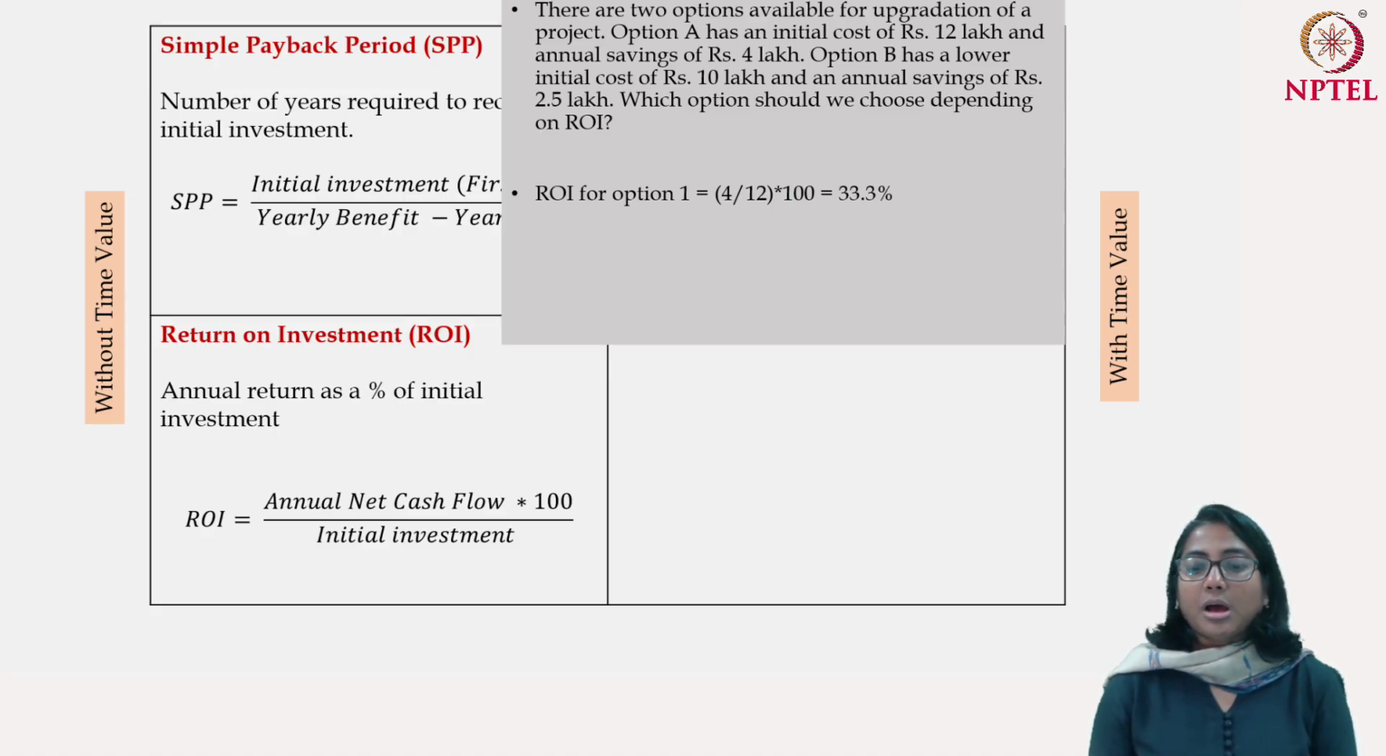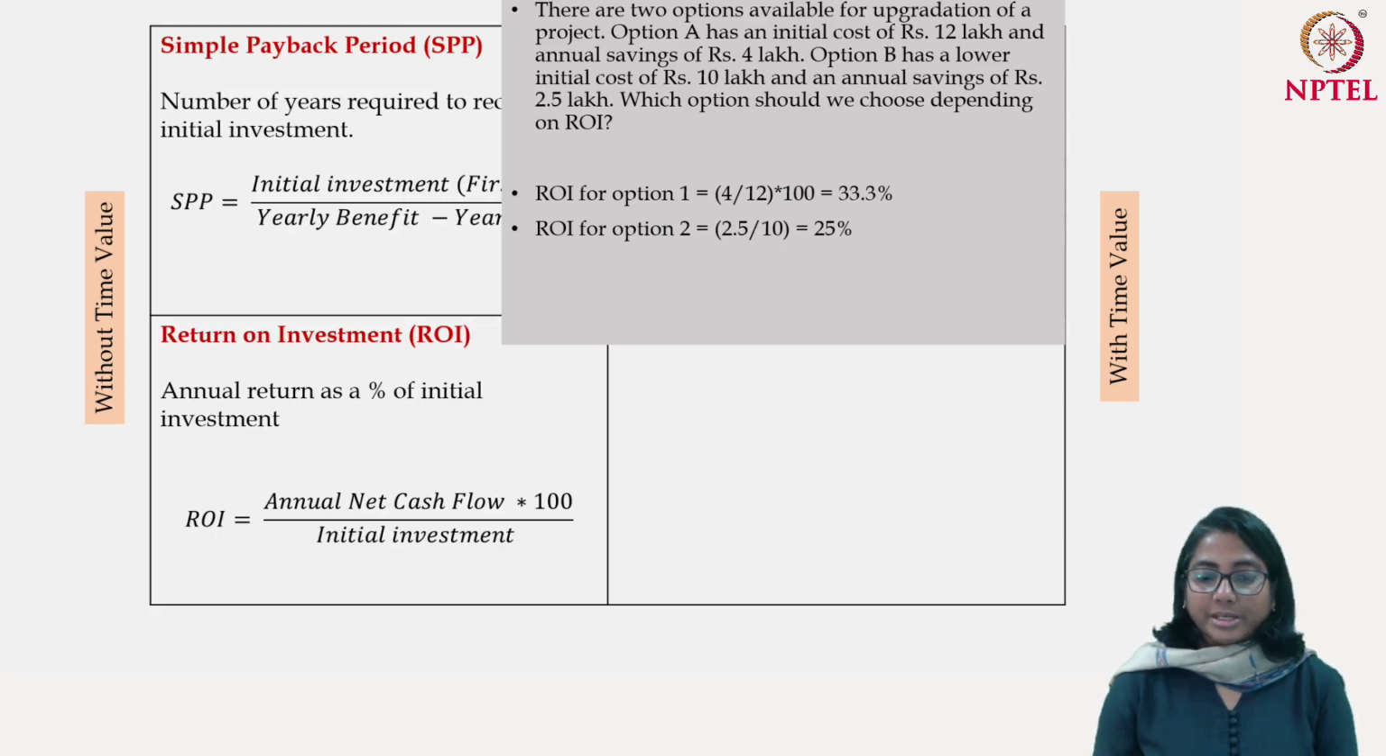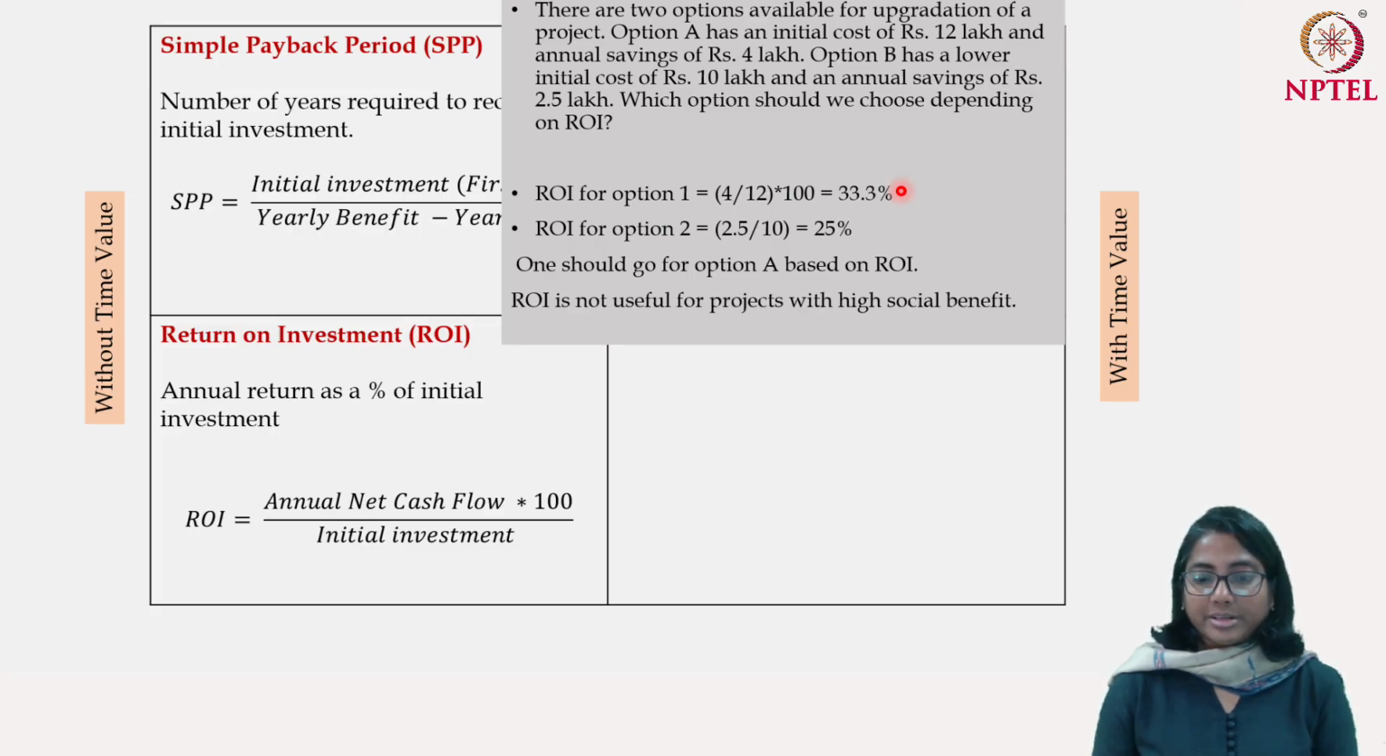If we calculate the ROI, for the first option, the return on investment is 33.3%, which is derived by dividing 4 by 12 and multiplying the same by 100. In the second case, the return on investment, option B, is basically 25%. So we see that in the first case, not only is the simple payback period smaller, that is, you are getting your money back quickly, but the return on investment is also higher. This is quite intuitive, because you are getting money back faster, you can get all your money back within fewer number of years. So here also one should go for option 1 if you want to go by the return on investment.